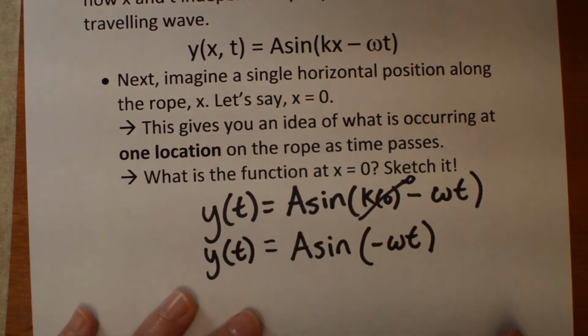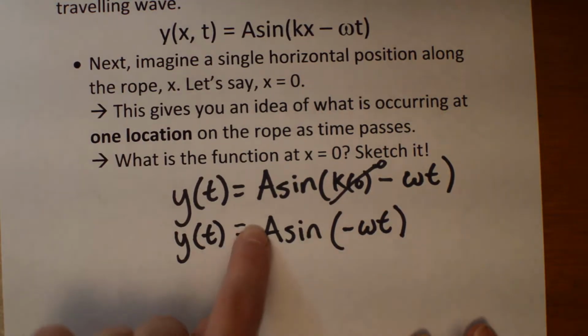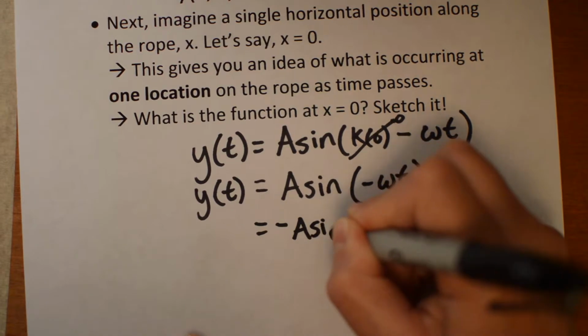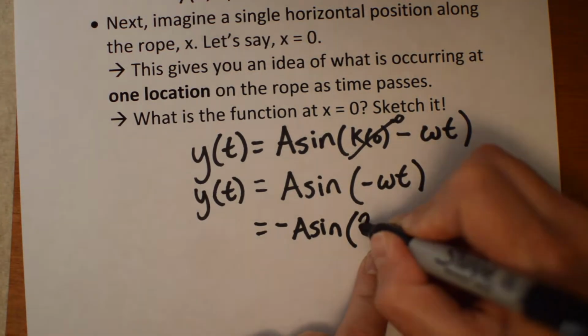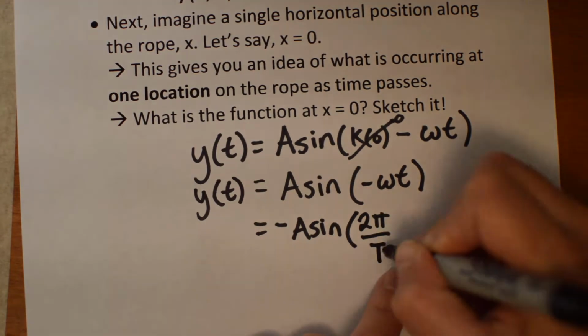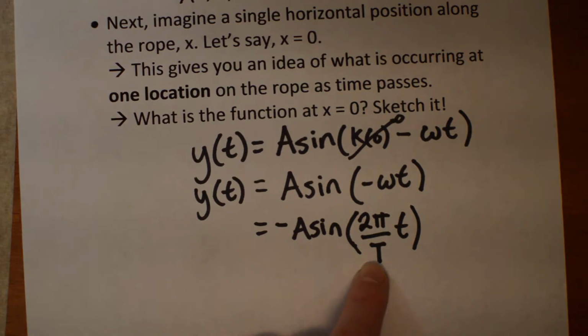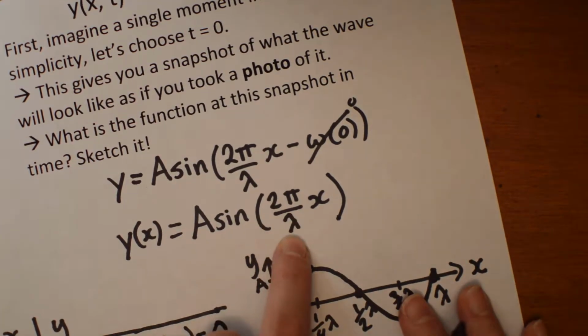You may know this about sine functions already. If there's a negative sign out in here, you can actually just bring it out front. So it'll be negative A sine of, and I'm actually going to replace omega with what it is. And the definition I'm going to use is 2 pi over capital T. The reason why I'm choosing that definition is because it looks an awful lot like what we just did here, sine of 2 pi over lambda times x.